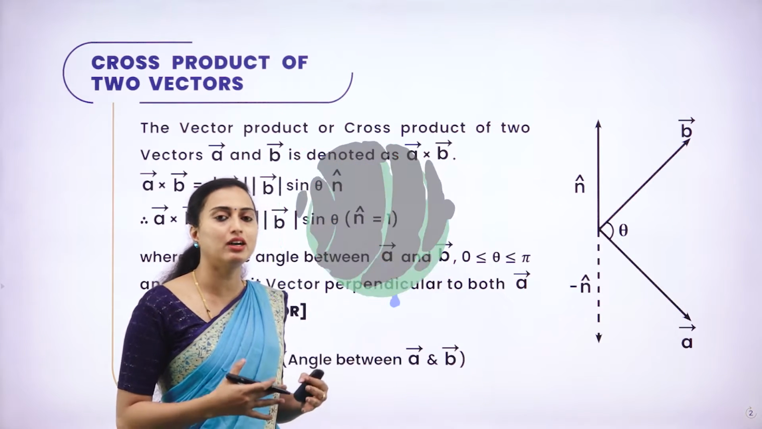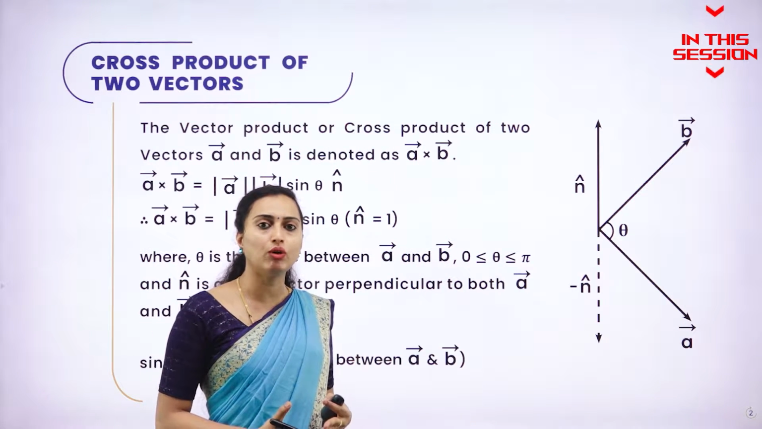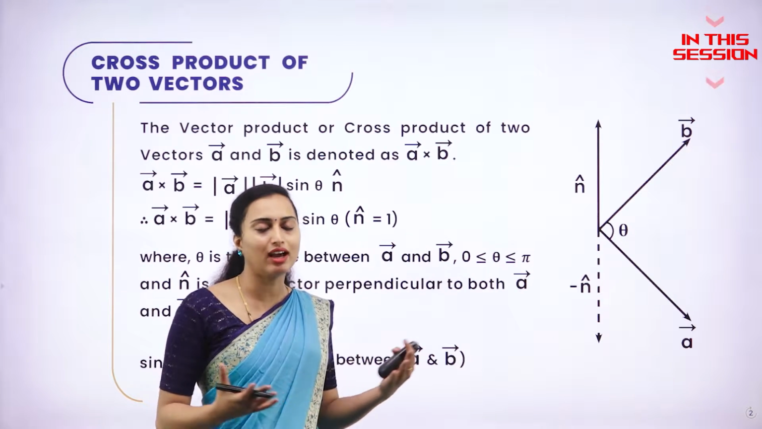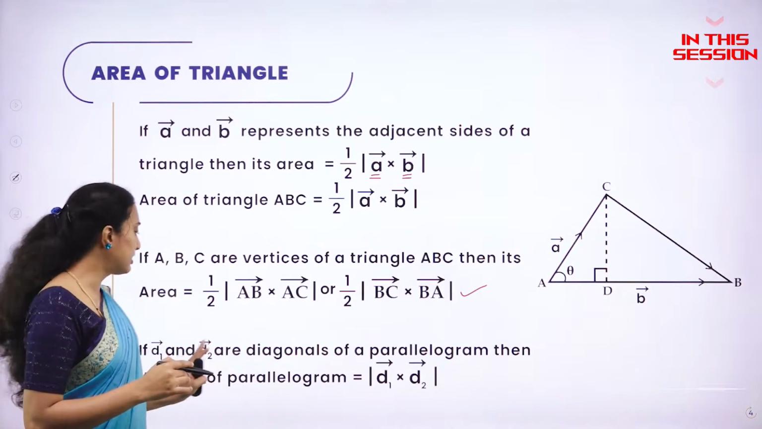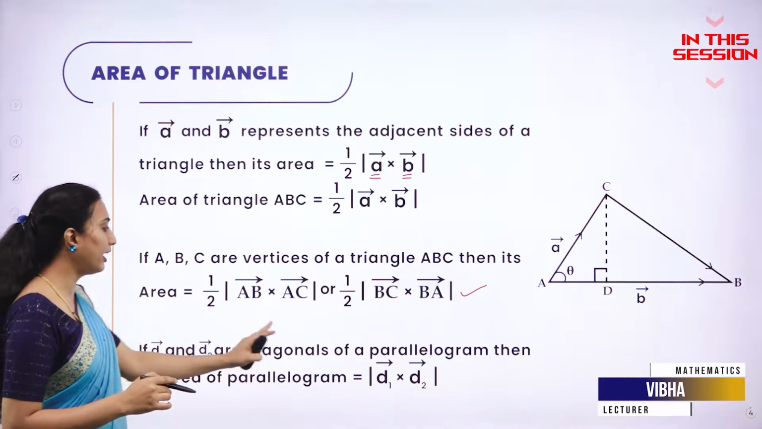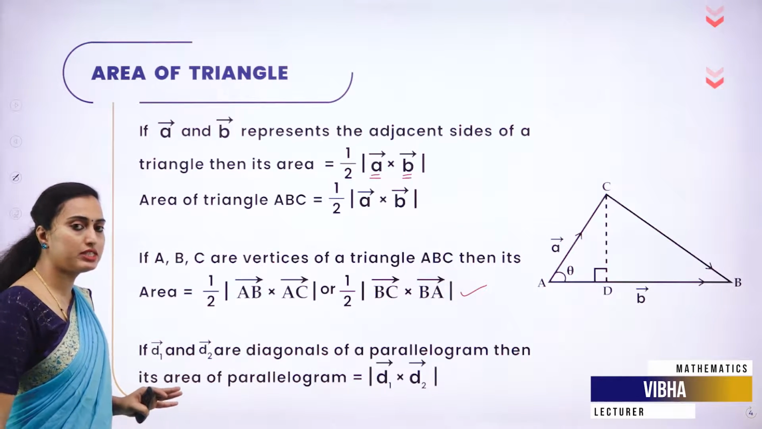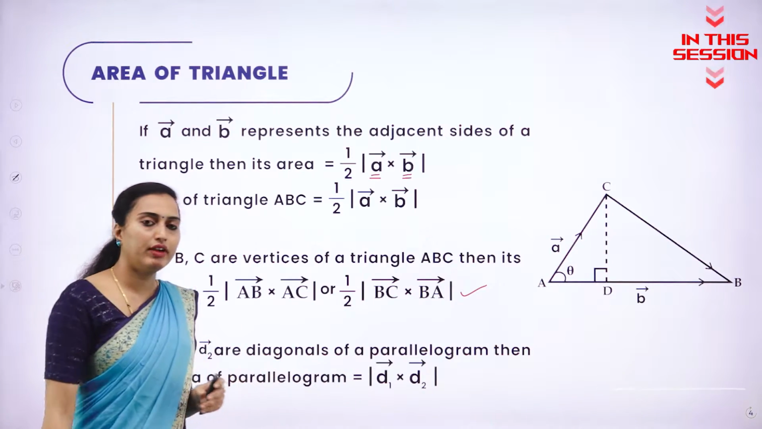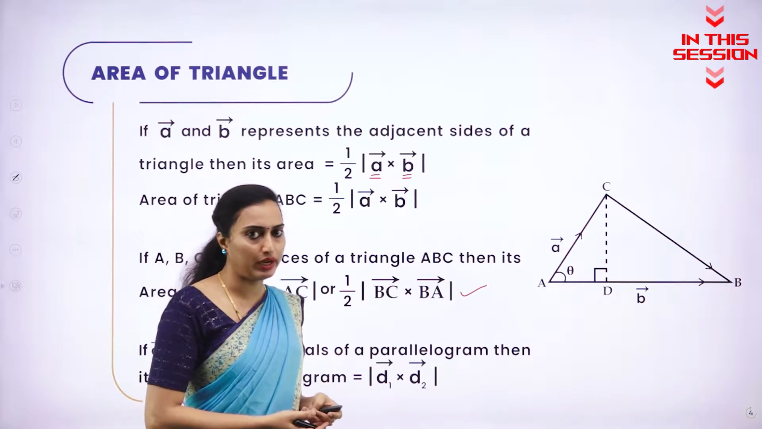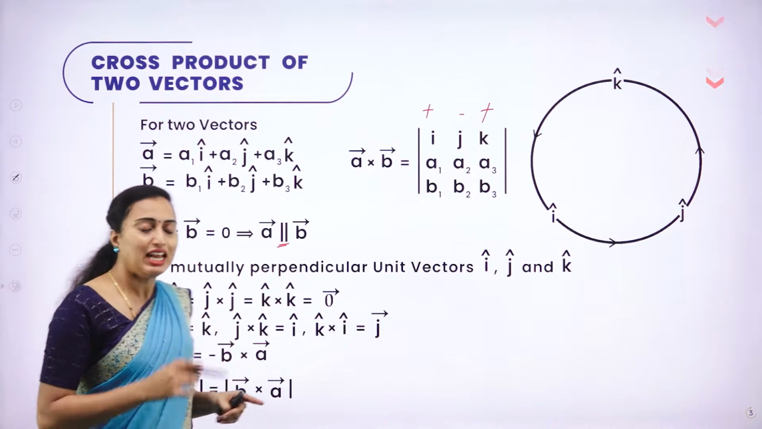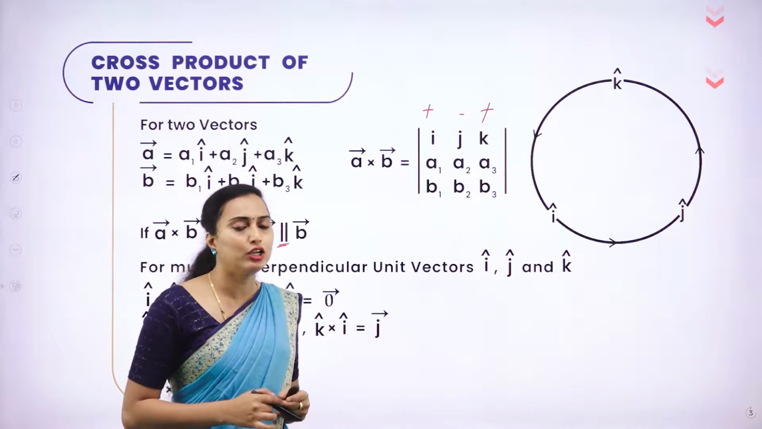Cross product means vector multiplication is going to be known as a cross product. Scalar multiplication is going to be known as a dot product. If D1 and D2 are the diagonals of a parallelogram, then the area of the parallelogram is given by magnitude of D1 vector cross D2 vector. If A vector cross B vector equals 0, then A vector is said to be parallel to B vector.